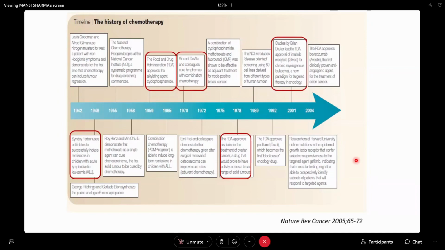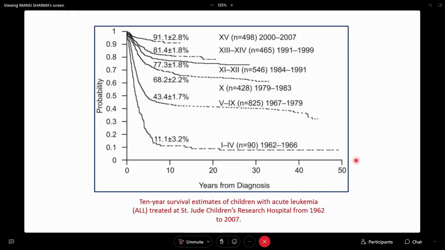And now the paradigm has shifted from just chemotherapy to targeted therapy. From 2001 onwards, imatinib was developed for CML. The EGFR gene mutations in lung cancer were discovered, and so on. The EGFR TKIs were developed, and so were targeted treatment therapies like VEGF inhibitors.